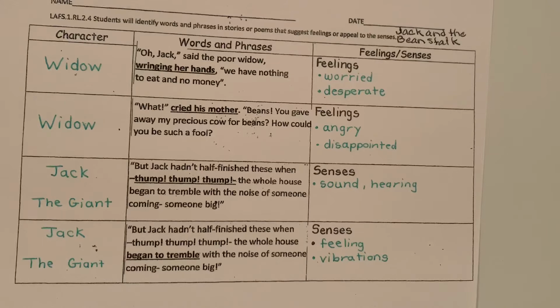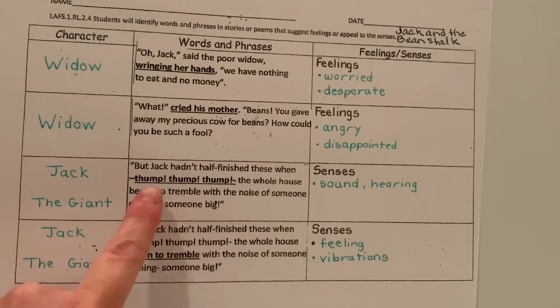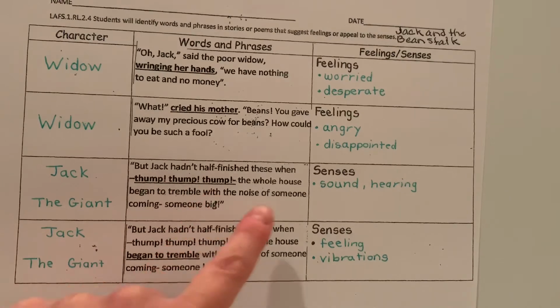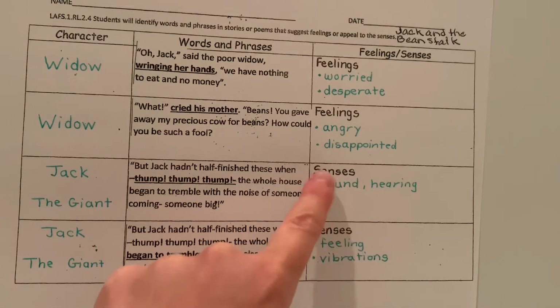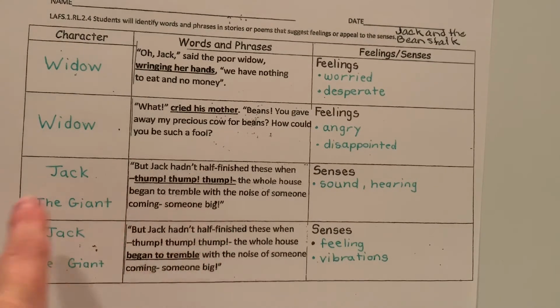Now I put two characters on this part. Can you figure out why? That's right, because you could put either one of those characters and be correct. Now, Jack is the character that is experiencing these senses, meaning he is the one that is hearing this thing. So he is the one that is hearing the thump, thump, thump. He's the one that has the sound and hearing sense for this part. But it's the giant that's making the sound. So if you put either one of those two characters, it would be correct.